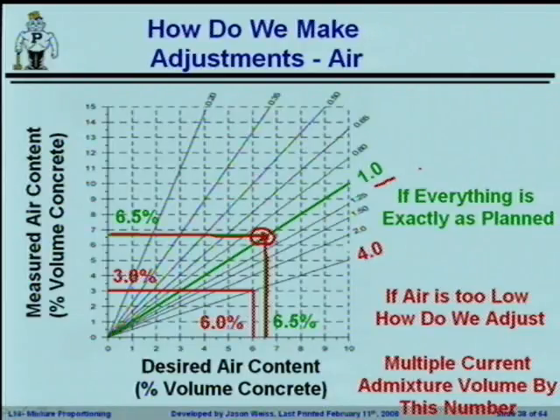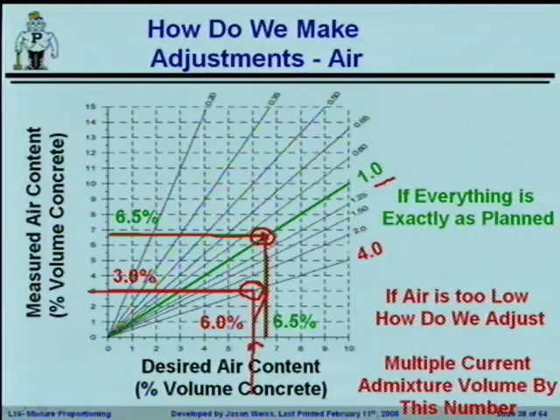So in the case where everything went exactly as planned, you will end up along this line that has a value of 1. Most of you would not go to this table if you got exactly what you wanted to make an adjustment. At least I would hope. When you would go to this graph or this table, you would be looking to say, I wanted 6% air, which is shown here by this red line. I actually got 3% air.